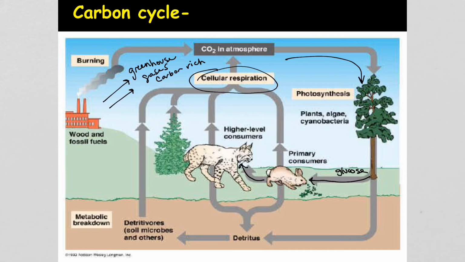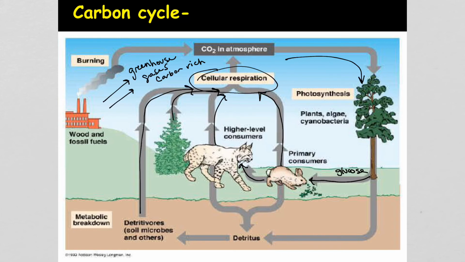The higher level consumers are going to exhale, well, actually all the living things are going to exhale the carbon dioxide back into the atmosphere. Plants do this as well. Remember, plants make ATP. All cells need ATP. Soil microbes are releasing it back into the atmosphere.